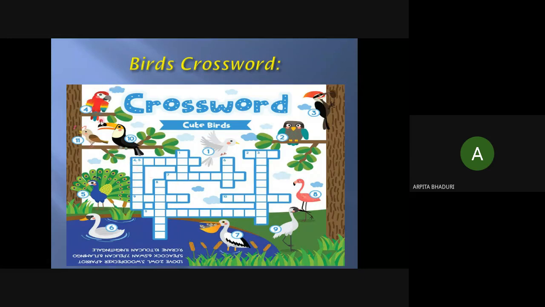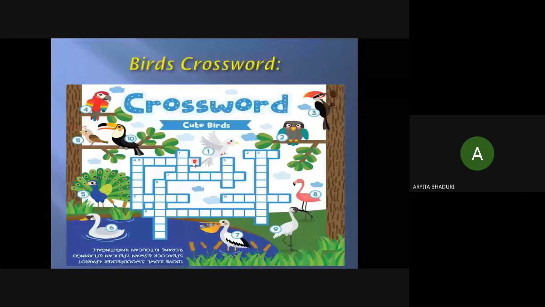Number four is what? A very colorful bird in the left side, right on the top. It is a kind of parrot and it is called parrot only. Macaw is also a kind of parrot only. P-A-R-R-O-T, parrot. So see, we are learning so many bird names.